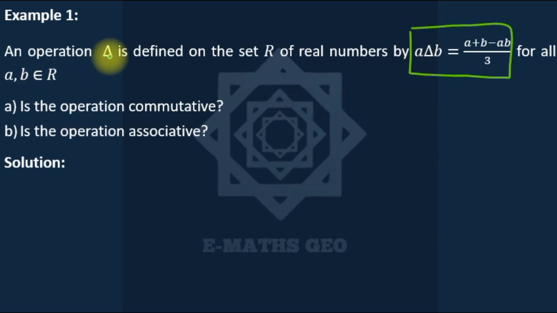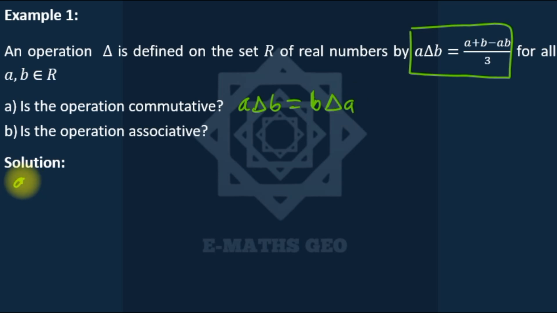For all a, b elements of the real numbers, they now ask us: is the operation commutative? Is the operation associative? So let's test. We remember that for any operation to be commutative, a triangle b must be the same as b triangle a. So they must give us the same answer.